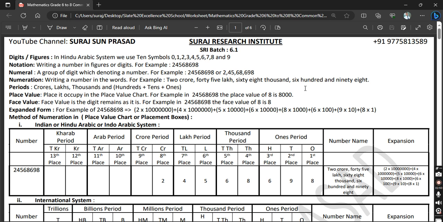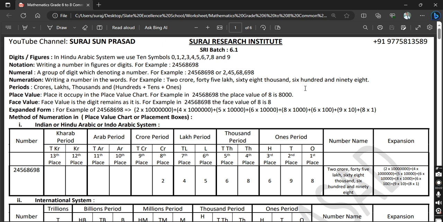Now let's move to the next, that is periods. Period means basically, as you are able to see here, a particular table is drawn over there. In this table, the numbers are written. It is known as period: crore, lakh, and so on. Let us start from the very basic, that is the ones period. We call it the ones period because these numbers are written only one time: ones, tens, hundreds. This is a single digit place. And this is known as the thousand period, lakh period, crore period. These are known as periods.